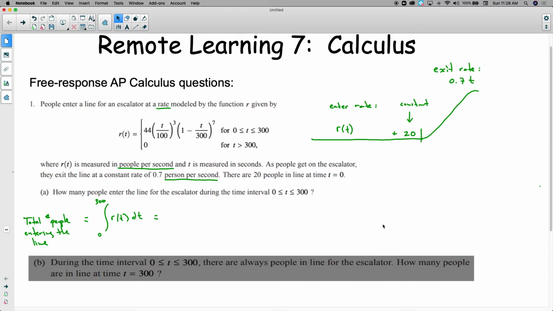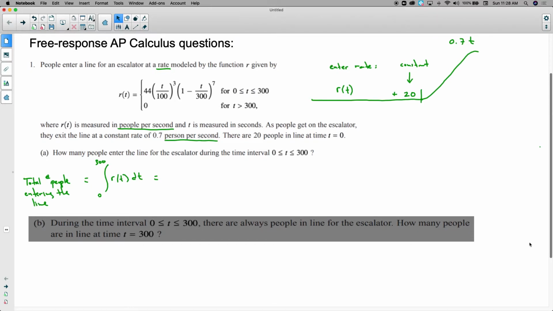Okay, how many people are in line at time equals 300? So the number of people in line at time 300 would be, so let's just go ahead and write this out, the number of people in line equals the number of people who have joined the line in the first 300 seconds. Okay, we already know what that is. So that's actually what we found up above.